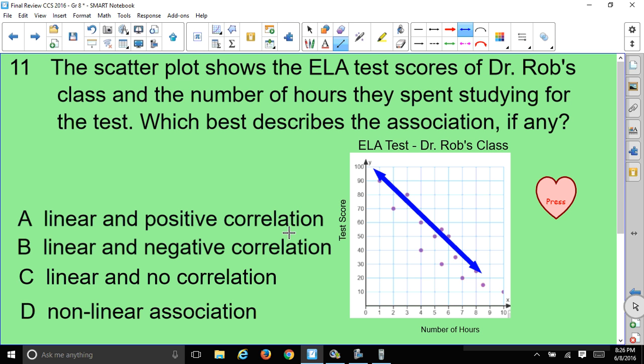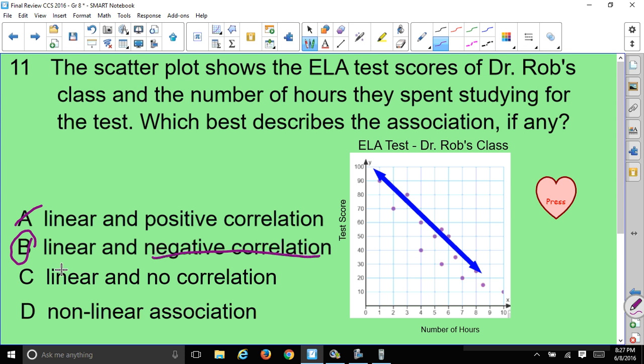So positive correlation would be the opposite, going straight up. So I'm not going to go with choice A. So forget choice A. Choice B has a negative correlation. So I'm going to go with that. Looks good. And linear, meaning that the points sort of resemble a straight line of best fit. So I'm going to go with choice B.